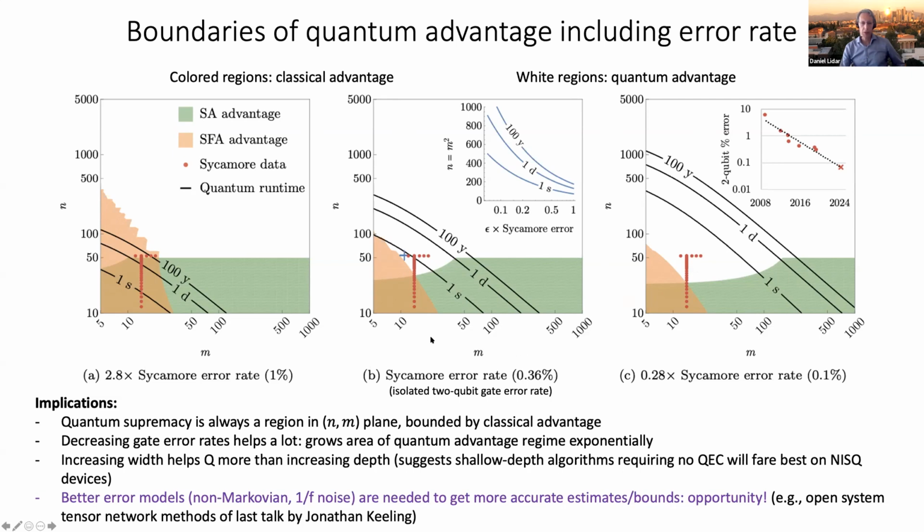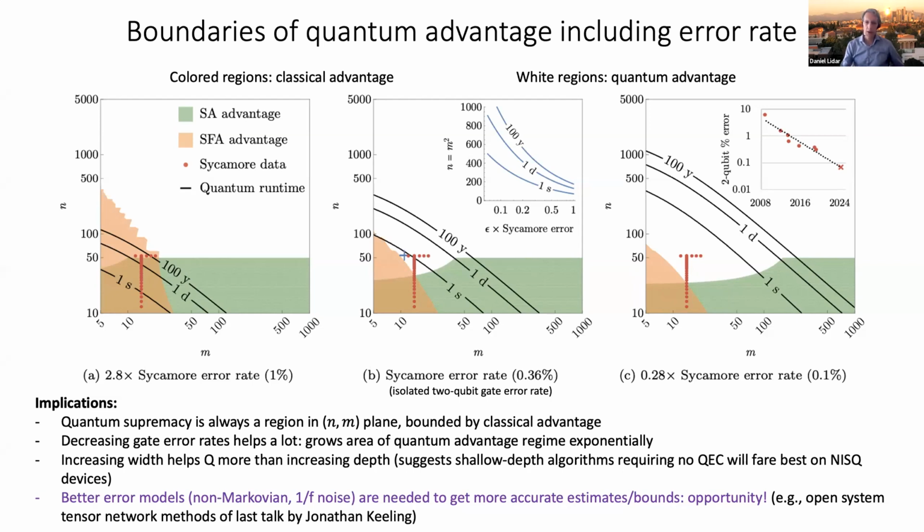Interestingly, increasing the width, so going along the vertical axis, helps more than increasing the depth. And this suggests, if we may extrapolate from these results on random circuit sampling to other quantum algorithms, that shallow depth algorithms that require no quantum error correction will do well in the near future on NISQ devices, the noisy intermediate scale quantum devices. So shallow depth is the way to go, at least before the onset of quantum error correction.